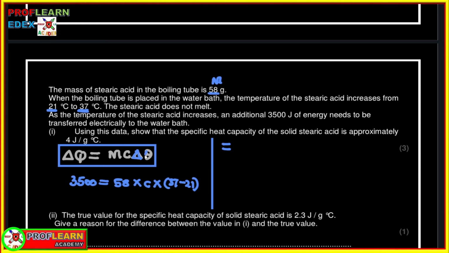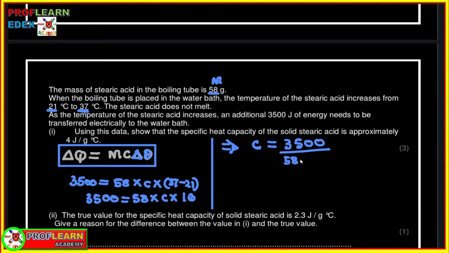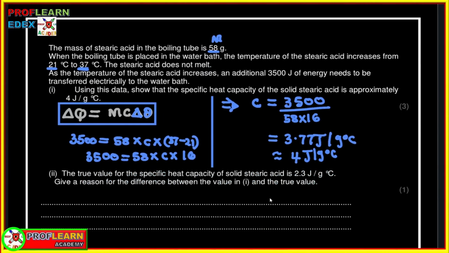Then we subtract 37 and 21 in order to get the temperature change. We need now to substitute in and make C the subject of the formula. Working it out, we are going to get our answer being 3.77 joules per gram per degree Celsius, which is approximately 4 joules per gram per degree Celsius.